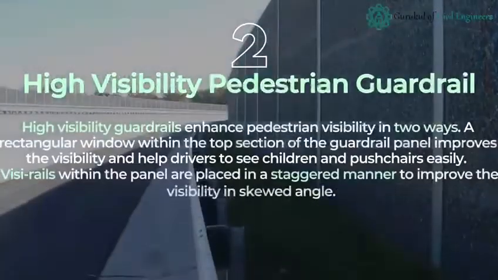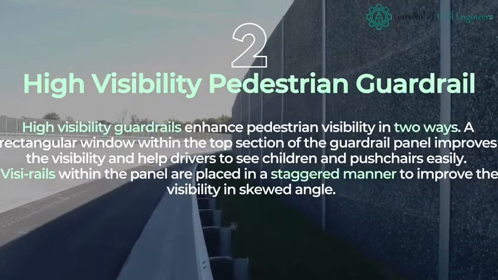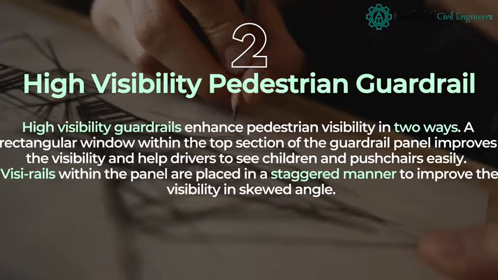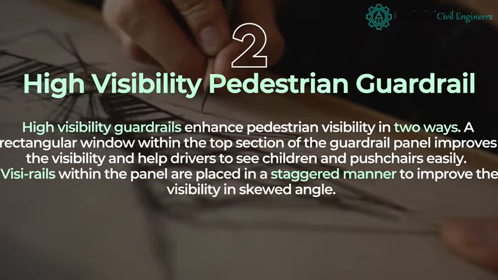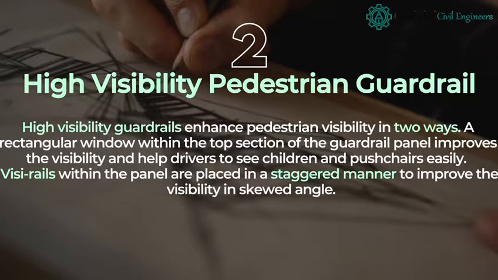High visibility guardrails enhance pedestrian visibility in two ways. A rectangular window within the top section of the guardrail panel improves the visibility and helps drivers to see children and pushchairs easily. Visi rails within the panel are placed in a staggered manner to improve the visibility at a skewed angle.